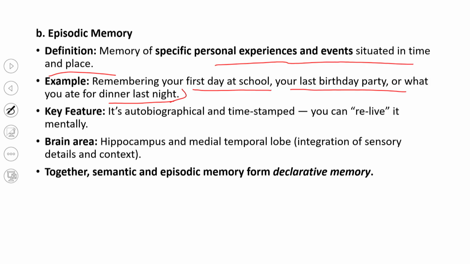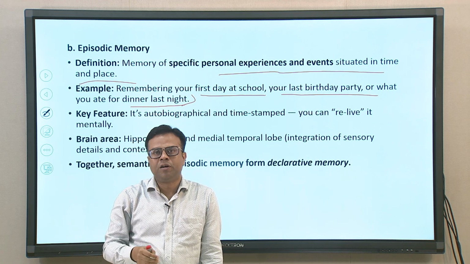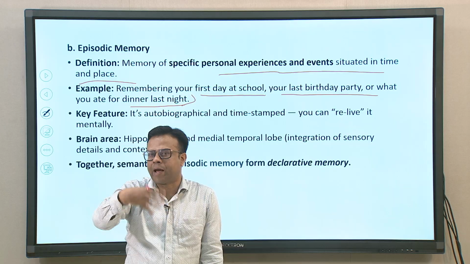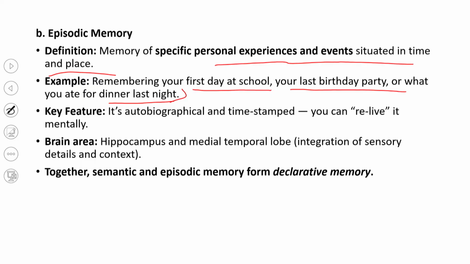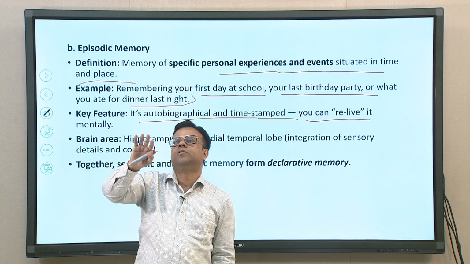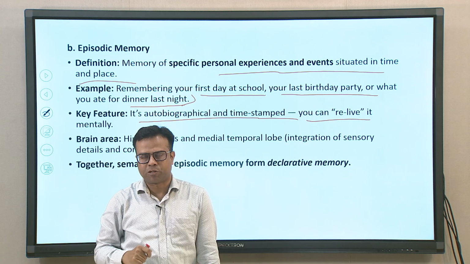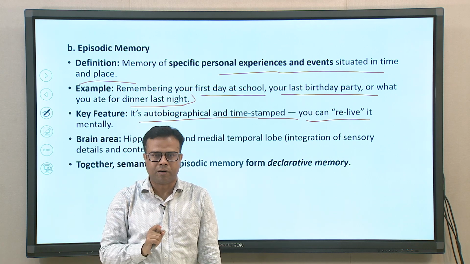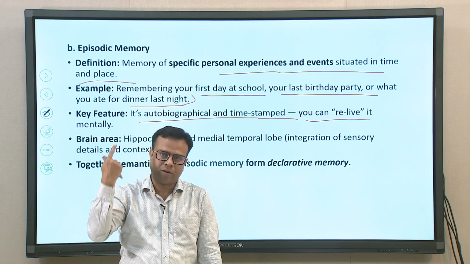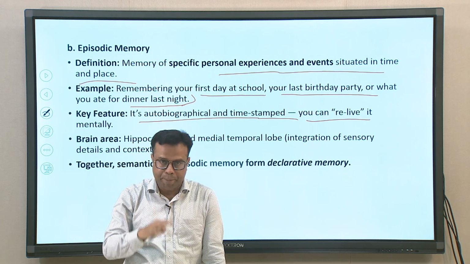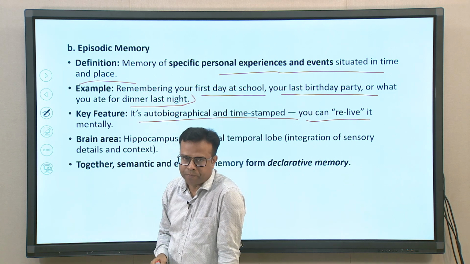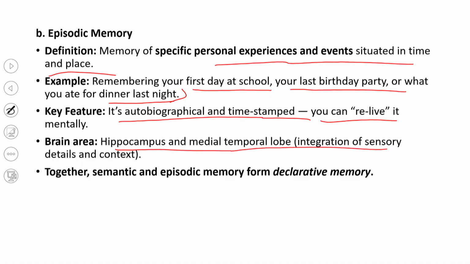These are not knowledge and facts. These may contain a lot of factual information, but they are the episodes that happened in your life. So, this is autobiographical and time stamped, and you can relive it. These are all contextual information. You know when you celebrated your last birthday, so you may remember some context and time. You can relive them mentally. The hippocampus and medial temporal lobe are generally responsible for episodic memory.